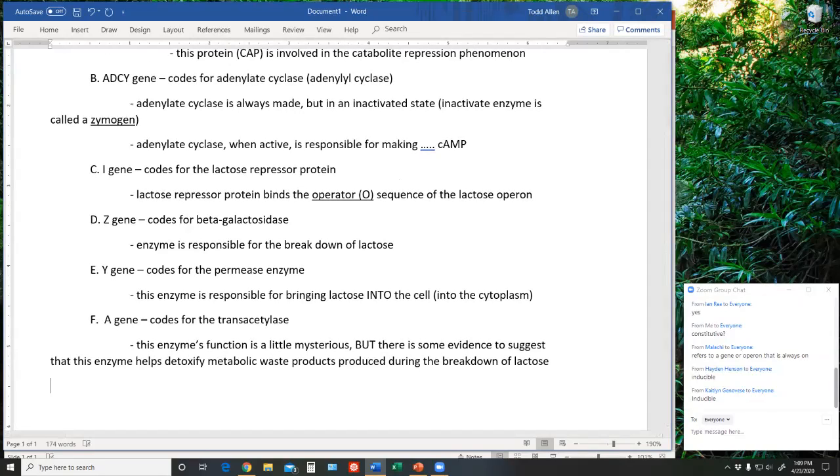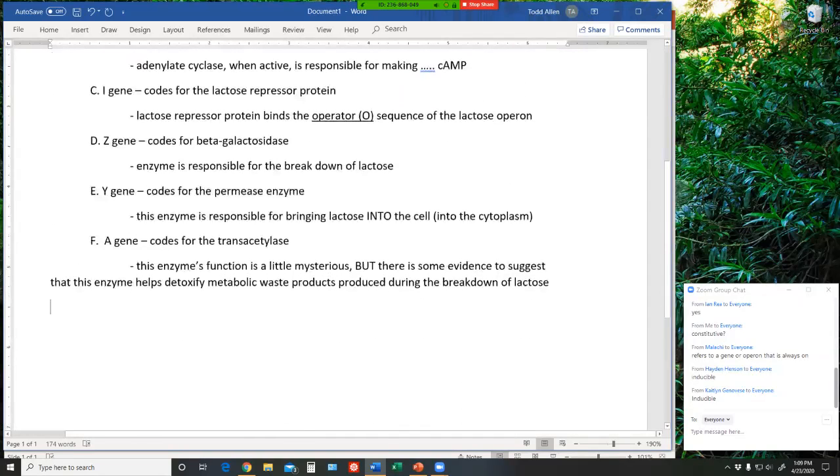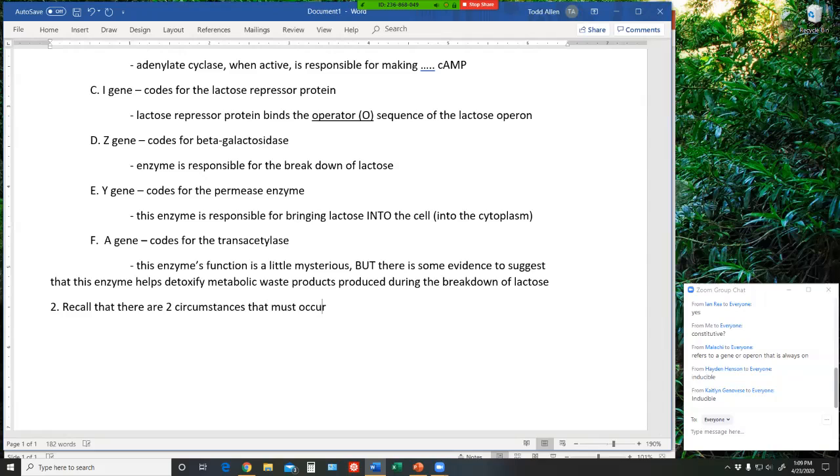Okay, so recall from our conversation last time. I know I asked these questions to you. Recall that there are two circumstances that must occur for the lactose operon genes to be expressed. You got them last time. That is that glucose must be absent. If glucose is not absent, then catabolite repression will occur and the genes of the lactose operon will stay turned off.